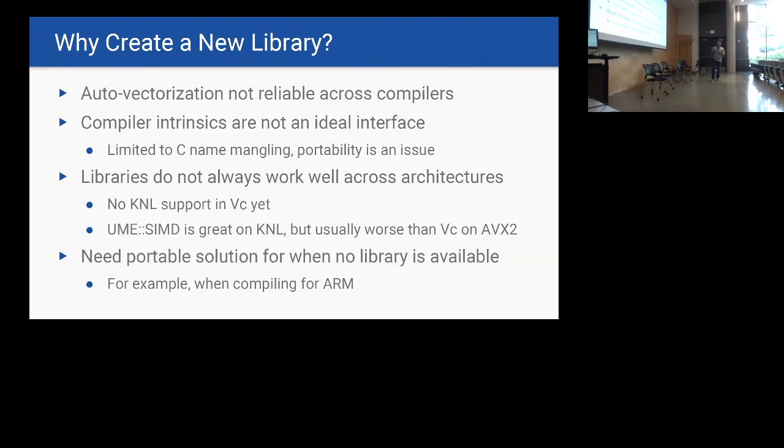VecCore, so why did we create the new library? Because auto-vectorization is not always reliable across compilers. Compiler intrinsics are limited to C-name mainly, so it's not an ideal interface. And even if you write them, they're not portable within sub-architectures of the Intel architecture. So it's really cumbersome. And libraries sometimes don't work across architectures.